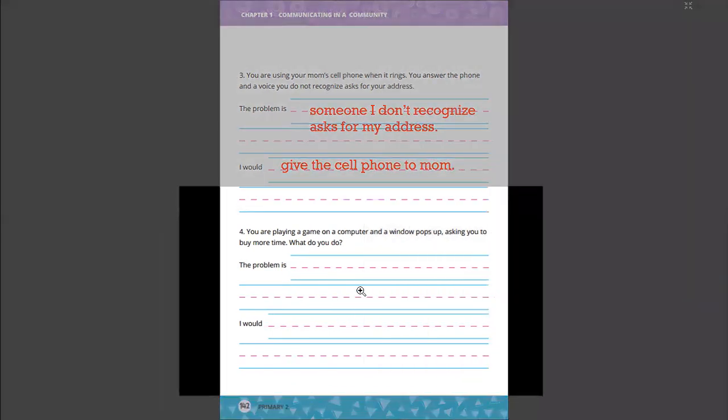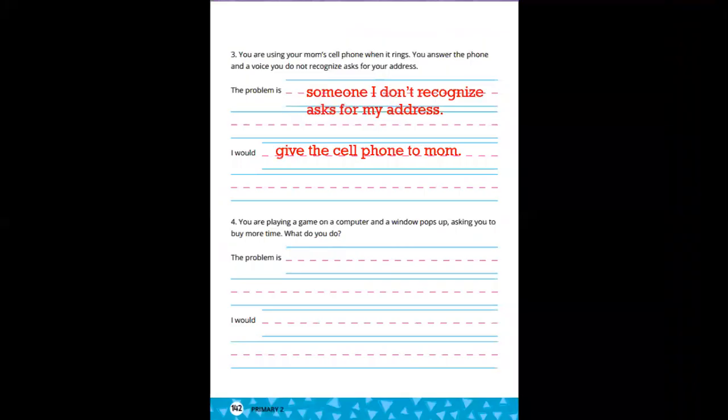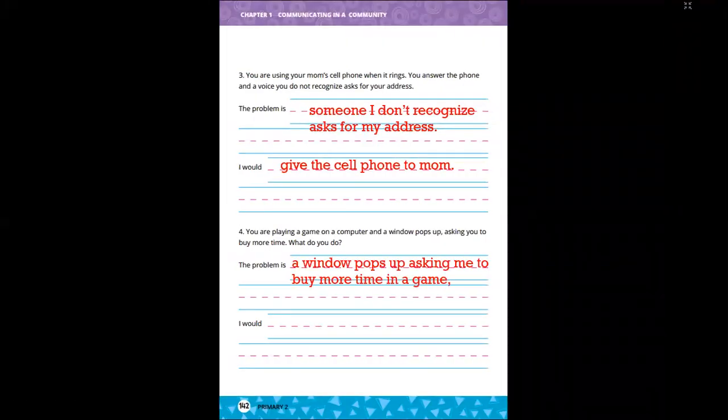Let's read the last one together. You are playing a game on a computer and a window pops up asking you to buy more time. What do you do? What is the problem here? And how could you solve this problem? The problem here is that a window pops up asking me to buy more time in a game. And I would solve this problem by closing it. Oh, you are creative problem solvers.